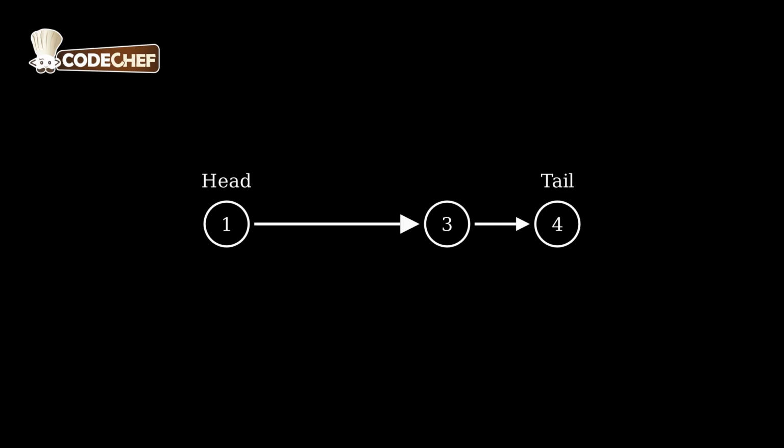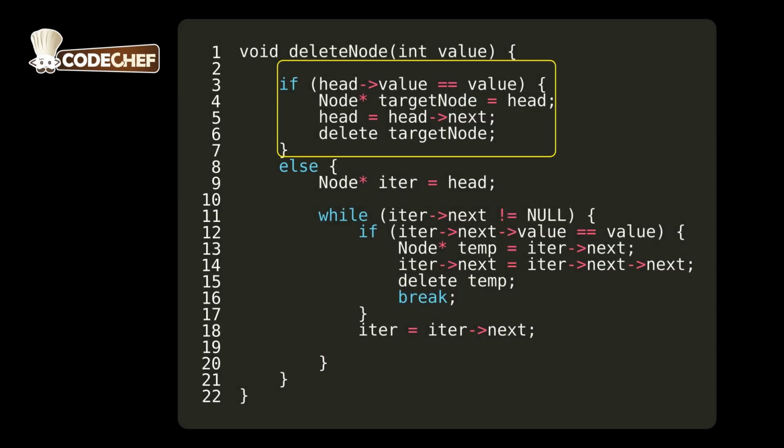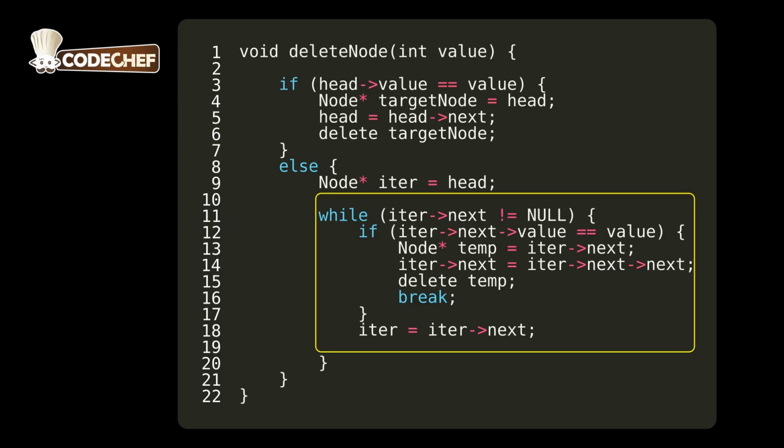Now, let's break down the code implementation for this process. First, we check if the head node itself is the target. If yes, we simply move the head pointer to the next node and delete the old head. If the target node is not the head, we traverse the linked list using a while loop, searching for the node to delete. Once we find the target node, we adjust the previous node's pointer to skip over it, effectively removing it from the list.